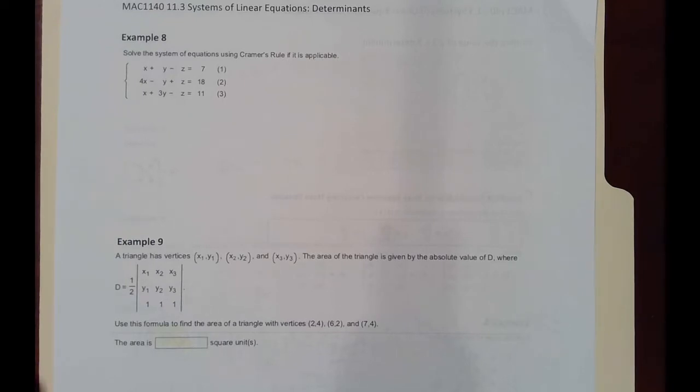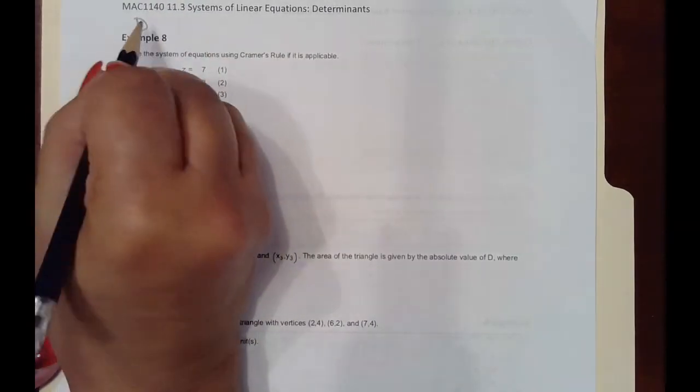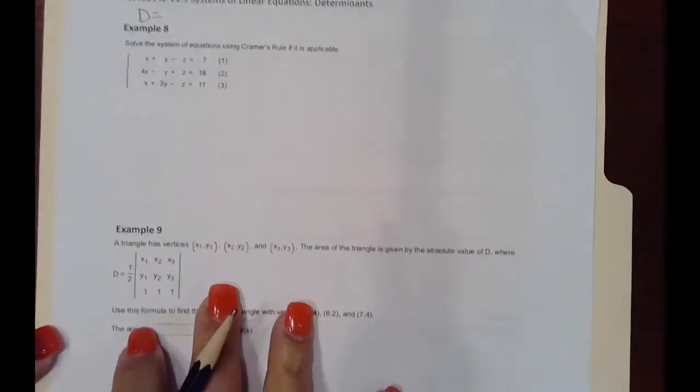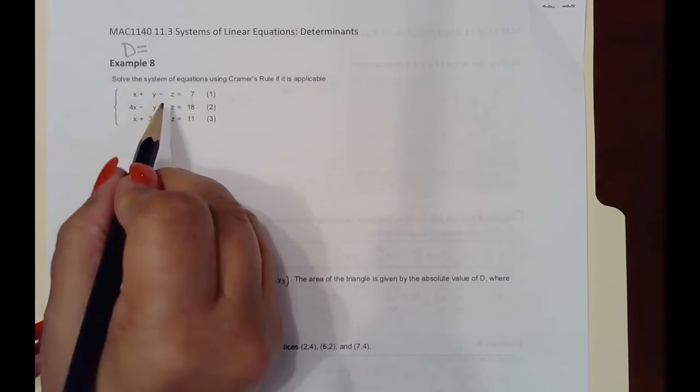So now we get to the longest problems, and that's when you're actually going all the way to using these determinants and Cramer's rule in order to find the values of x, y, and z. So you're going to need 4 different determinants. First, you're going to need the main determinant value. Then you're going to need the d sub x determinant, the d sub y, and the d sub z.